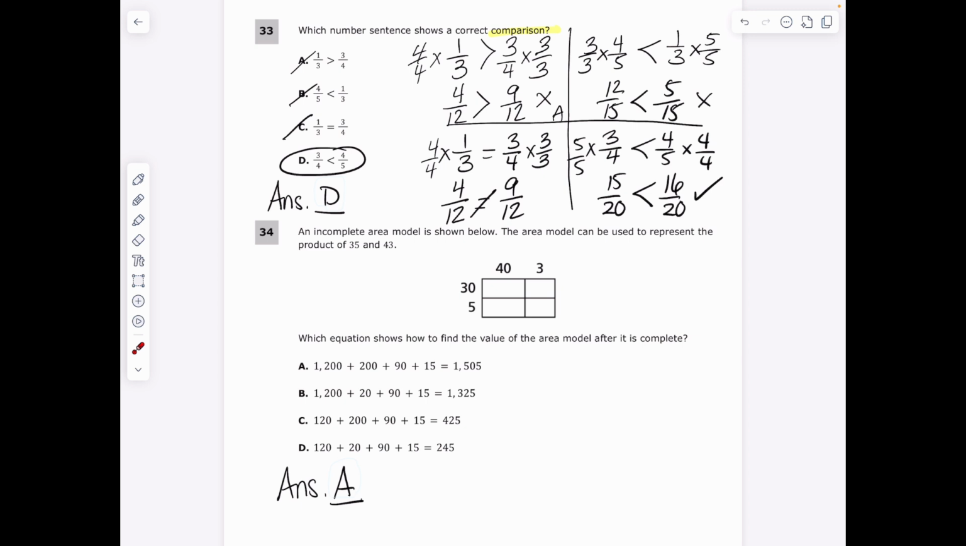All right, let's look at the next one. We have an incomplete area model, and I want to see which one can be used to find a product of 35 and 43. So which equation shows me? All I'm doing is putting the numbers in the model. That's all we're doing.